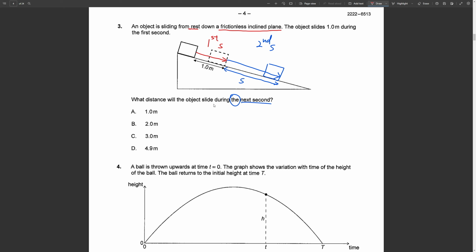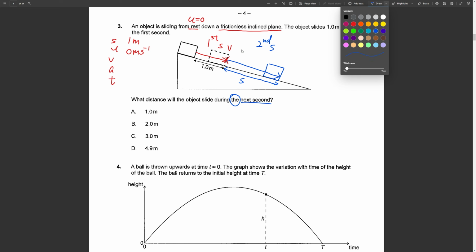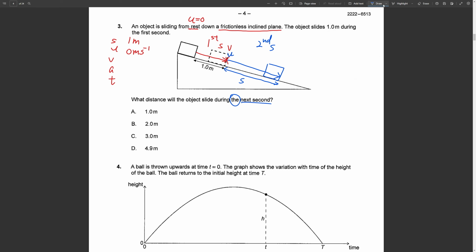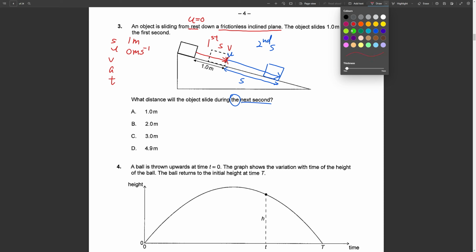It's time to create a Suvat table to determine the correct Suvat equation. Let's get the red Suvat table prepared on the left. The displacement here is 1 meter. Initial velocity was 0 as it started from rest. And the final velocity, at the red and blue transition here, is unknown. And note that it is the red final velocity. At the same time, it is the blue initial velocity. It's practically the same point and the same velocity.